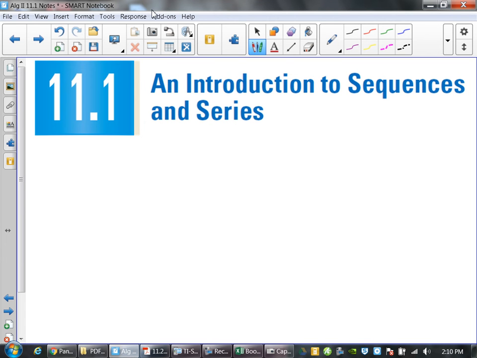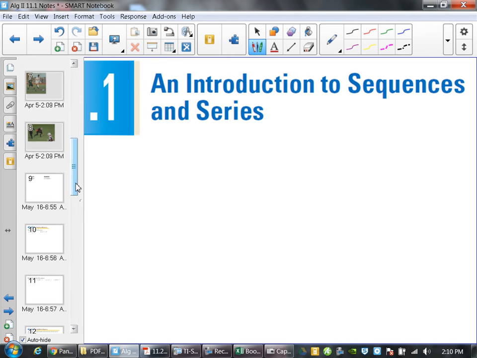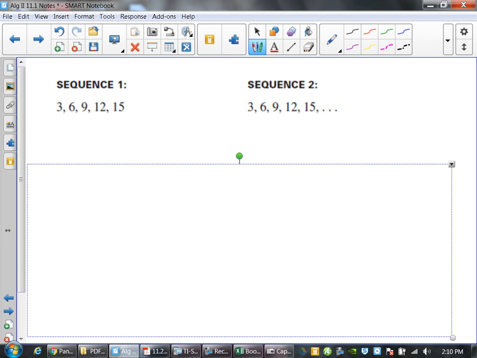What we're going to look at are, well, I'll show you. What's the difference between those two? Sequence 2 keeps on going. Sequence 1 stops at 15. Okay, so this would be called finite.